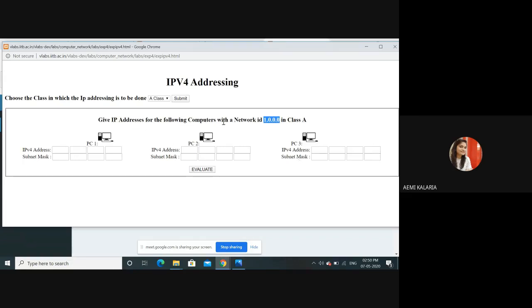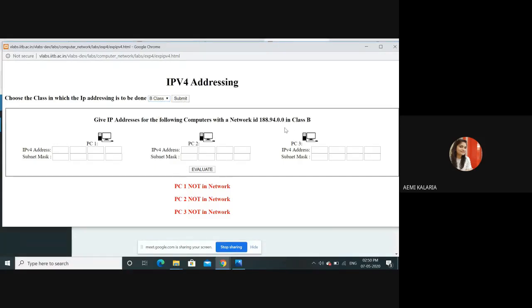given IP address for the following computer with the network ID 1.0.0.0 in class A. Likewise, you can also give the IP address and subnet mask here. If you do this, it will evaluate or match it with whatever class you selected. Let's say you selected class C and you are giving an address of class B. Then if you click on evaluate, it can easily say that PC1 is not in the network, meaning that particular address is not in your network. So likewise you can check for different networks, right?